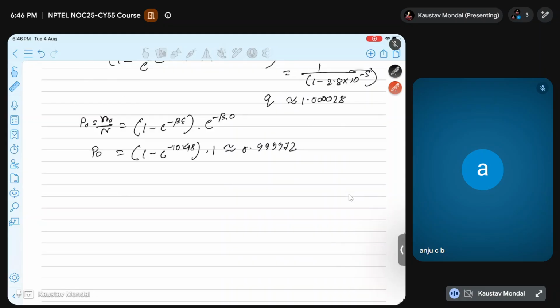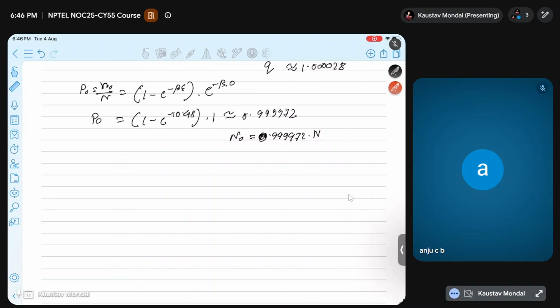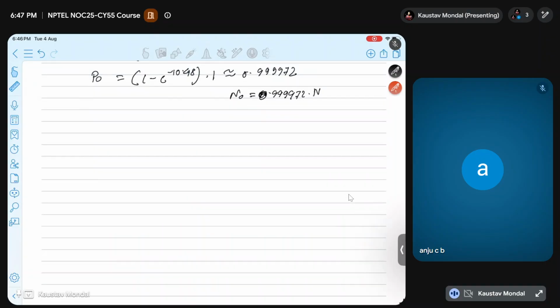You can see N0 is 0.999972 of N. So that means almost 99% of the molecules are in the ground state of the system, for this particular temperature. So let's see what happens in the first excited state.